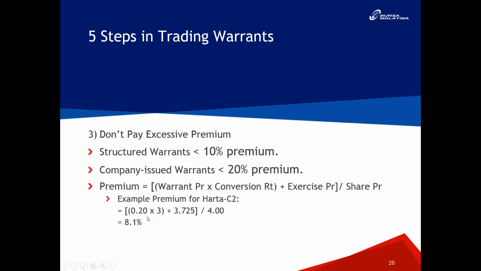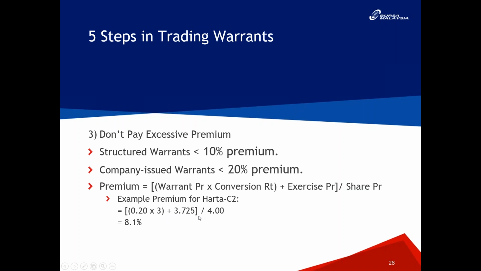You remember the Hata's C2 warrant price? It was 20 cents at the beginning, and the conversion premium was 3 to 1. So each warrant cost 20 cents, and you need 3 of them. So you have to expend 60 cents, and then you add to the exercise price 372.5.